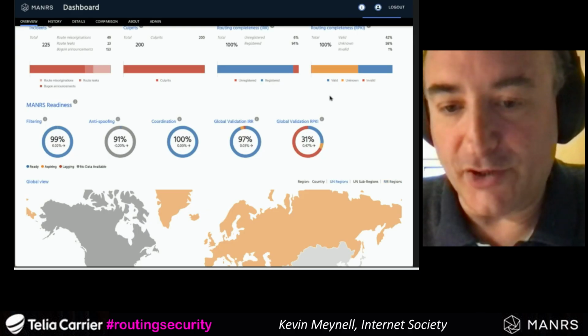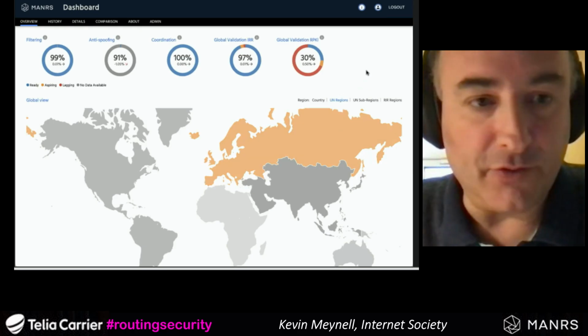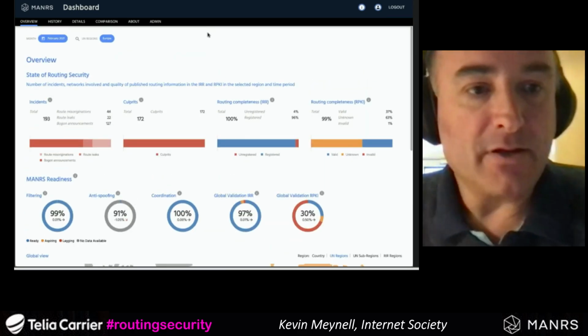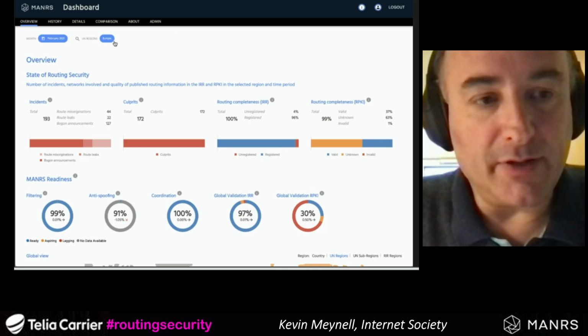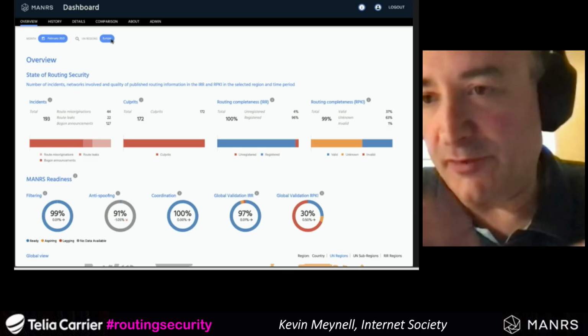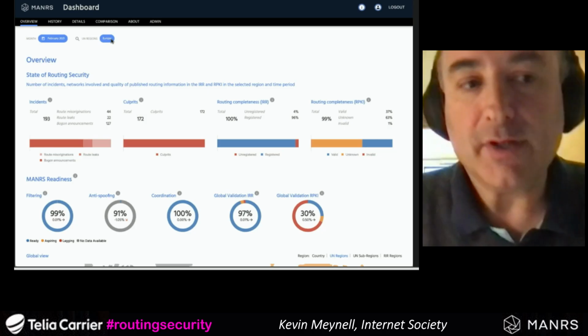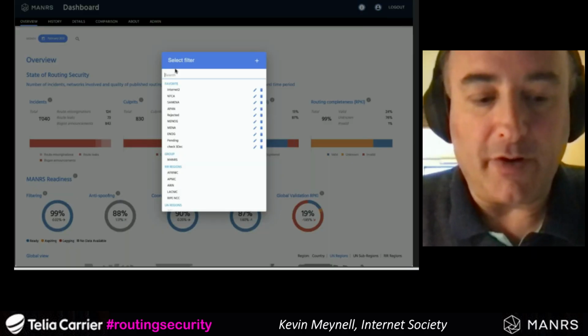You can do it by UN region as well. So you could look at Europe, all of Europe, depending on how you define Europe. But okay, that's all very nice. But, you know, instead you can aggregate data from a custom set of ASs as well. But really, you want to know about your own network.